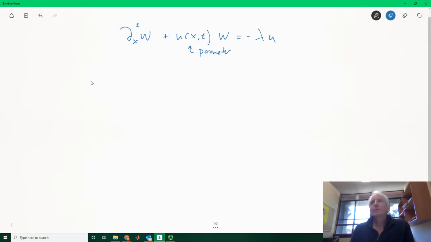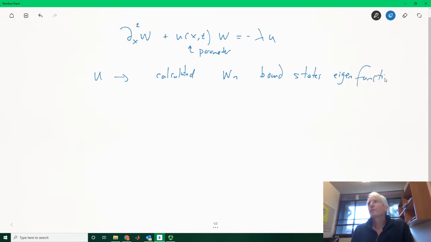And for every u, we could calculate what we called the scattering data. So we calculated these, and we gave you some examples of calculating this. We calculated omega n, which are these bound states or eigenfunctions, and there's a finite number of those. As we conceive of it here, these omega n's are going to be functions of x and t, because u is a function of x and t. They depend on u, which is a function of x and t. So we're going to write them as omega n of x, t.